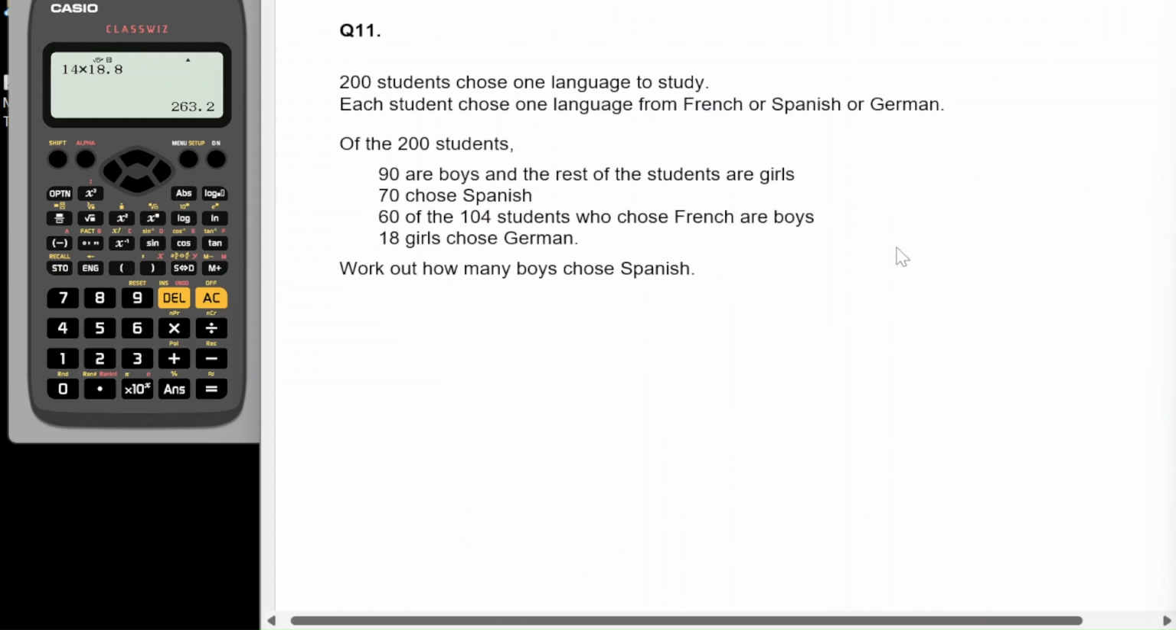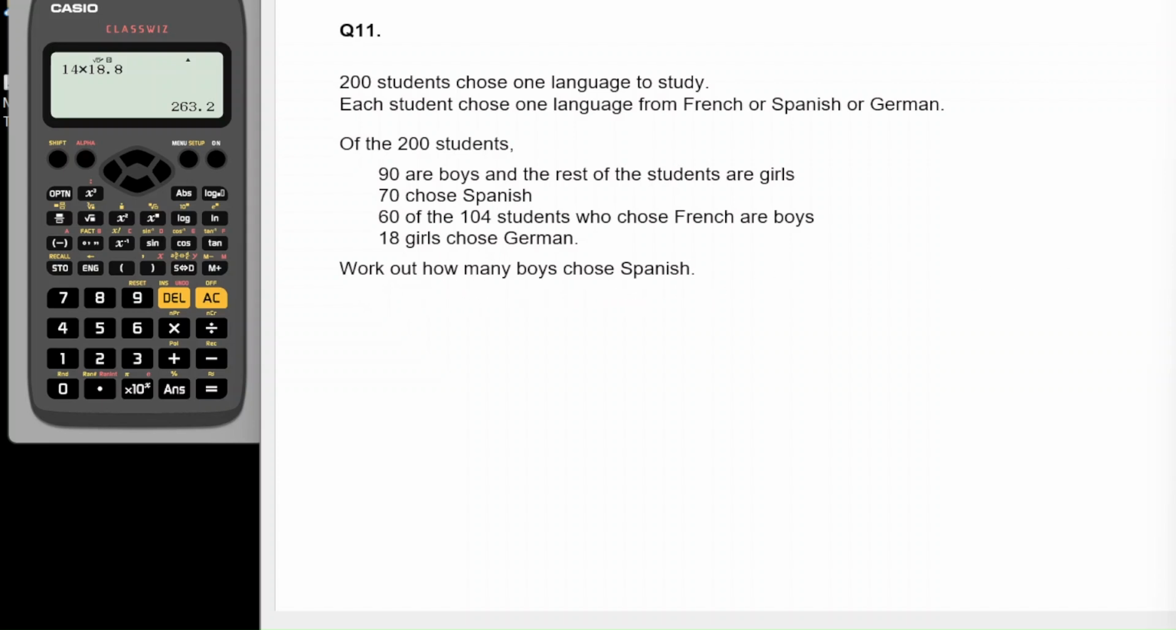Question 11. 200 students chose one language to study. Each student chose one language from French, Spanish or German. Of the 200 students, 90 are boys and the rest of the students are girls. 70 chose Spanish. 60 of the 104 students who chose French are boys. 18 girls chose German. Work out how many boys chose Spanish.